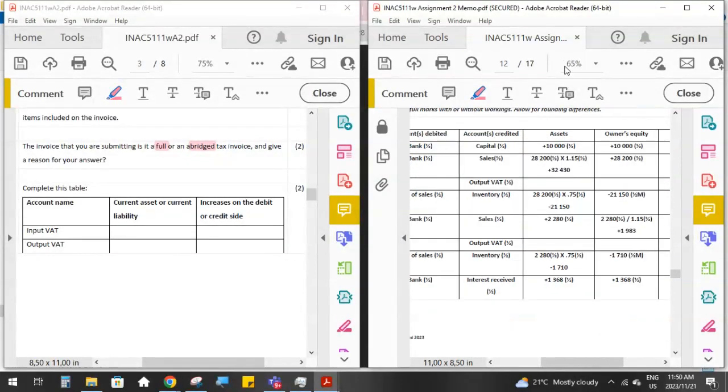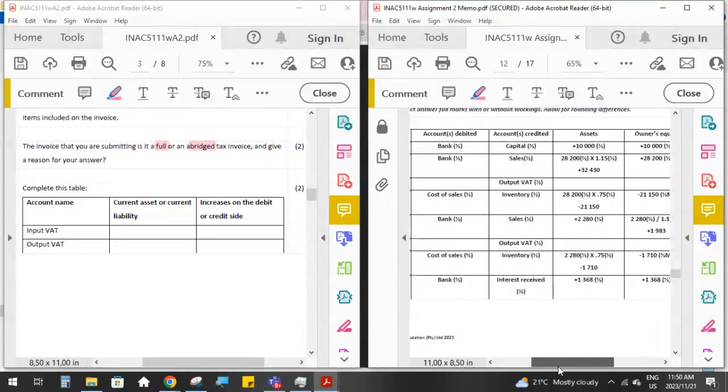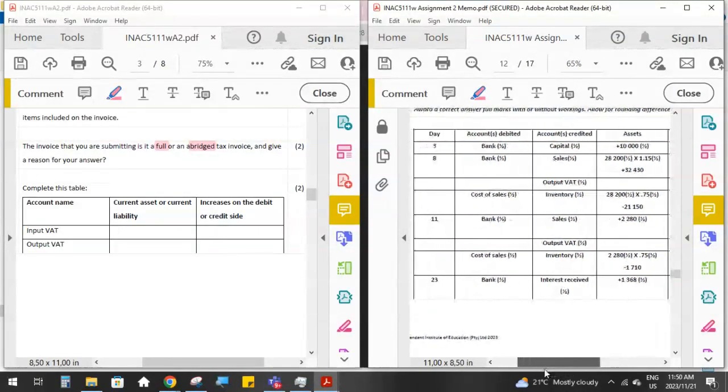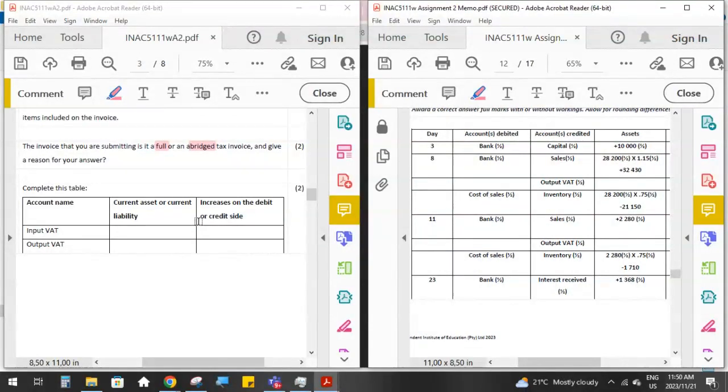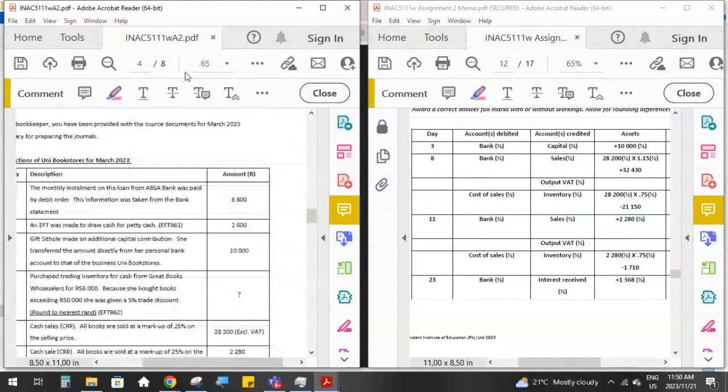Let's see if I can get more of this to fit onto the screen. Okay, I won't fit all of this onto the screen, but we'll do our best.